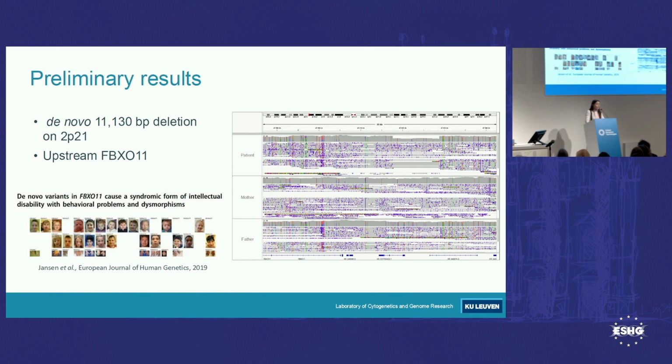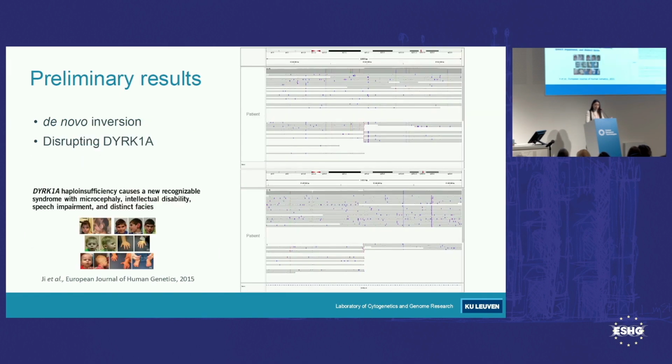I show you here one de novo 11 kb deletion in one patient. The deletion is happening upstream of the FBXO11 gene that has been associated with intellectual disability. This could match the phenotype, so it could explain the disease. However, there are still some functional studies going on to make sure that the expression of the gene is impacted in the patient with the deletion.